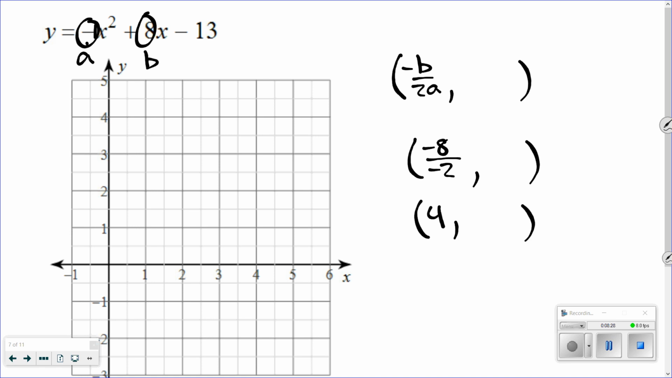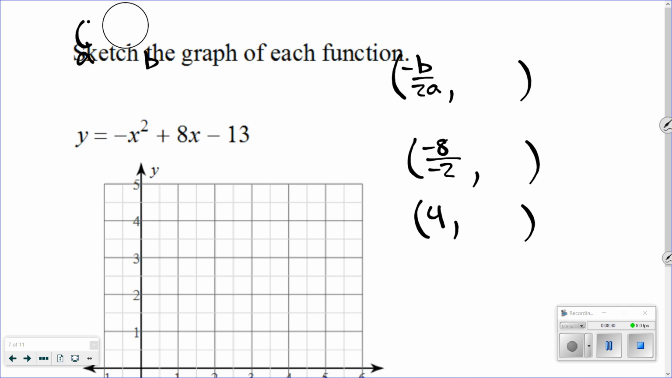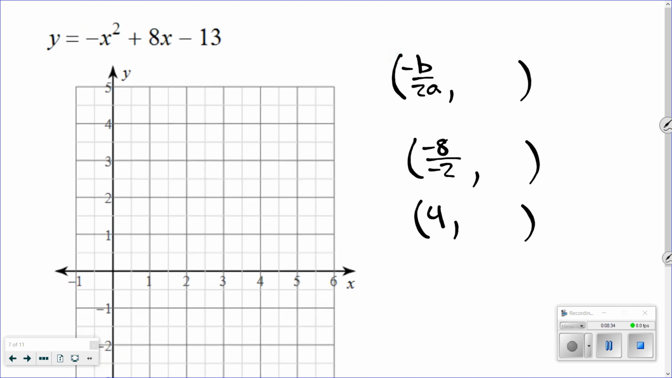Okay, go back up, and now I've got to plug that 4 into my equation. So it's going to be y equals a negative 4 squared plus 8 times 4 minus 13. And you can either use a calculator to work that out, or you can do it by hand. Let's see, 4 squared is 16, negative 16 plus 32 is a positive 16, minus 13 is a positive 3, I believe. So 4, 3 is where my vertex is.